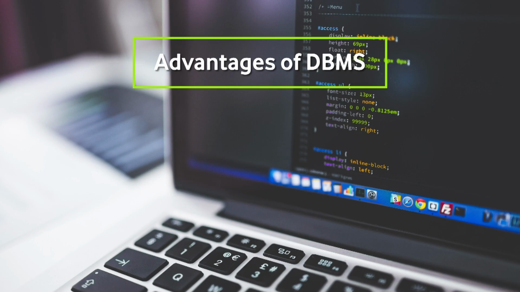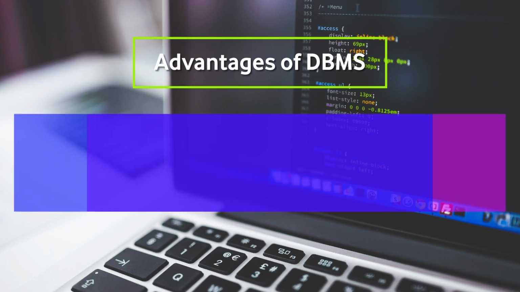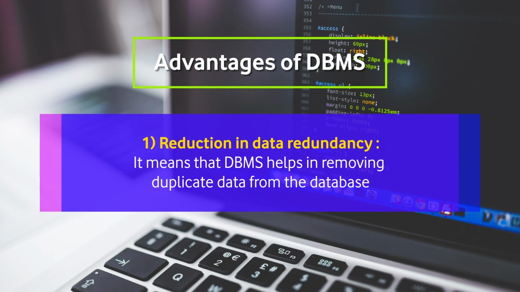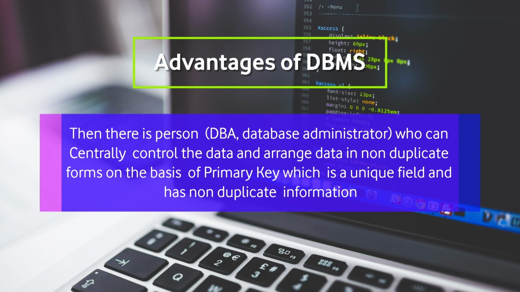In terms of advantages, the very first advantage is that it reduces redundancy. It means duplicate data is not stored in the database, and provision is made in such a way that a duplicate entry will not be permitted. That happens with the help of certain criteria applied in the database, and that criteria is known as primary key. Primary key is basically a unique key.